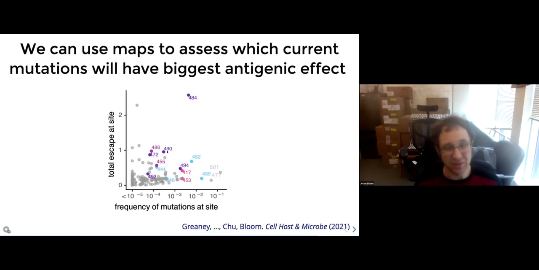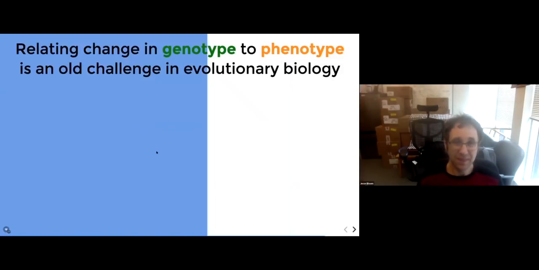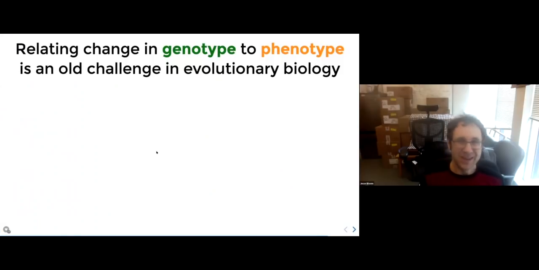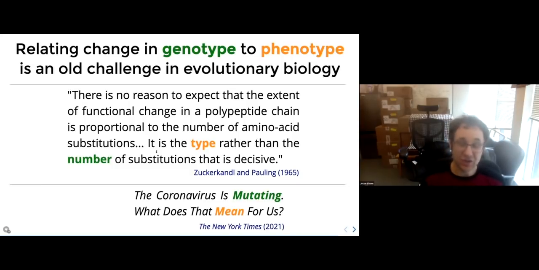And then we can see there are some mutations that are at lower frequency, but still non-negligible frequency, that look like they'll also have pretty appreciable effects. Okay, so just to conclude, relating change in genotype to phenotype is an old challenge in evolutionary biology. I told you how Zuckerkandl and Pauling were worrying about this 55 years ago, looking at myoglobin sequences. And it remains a big challenge today, for instance, in the study of viruses like SARS-CoV-2.